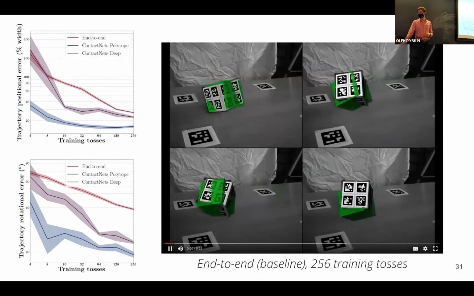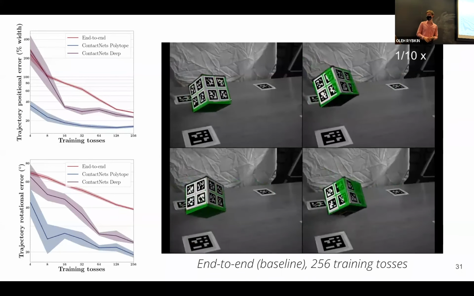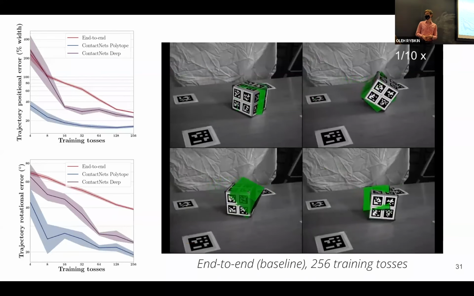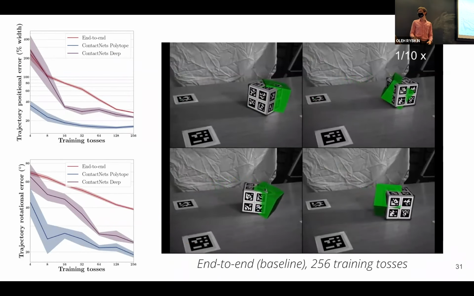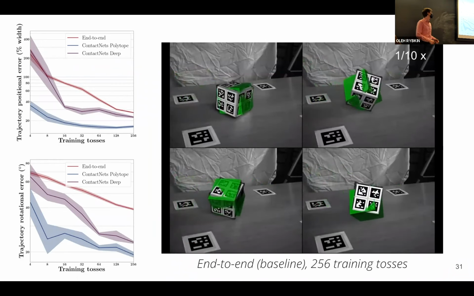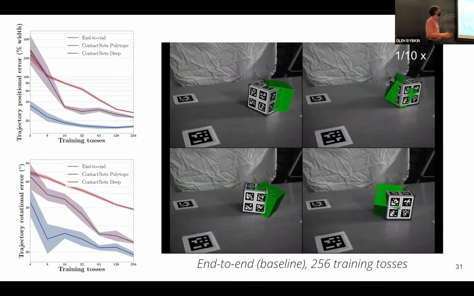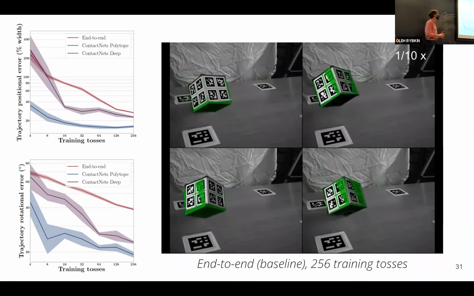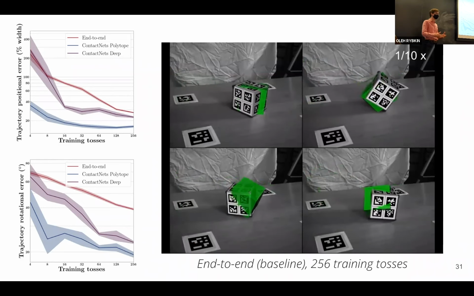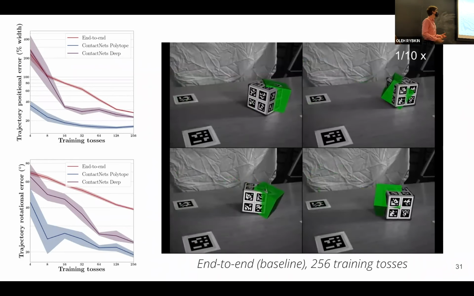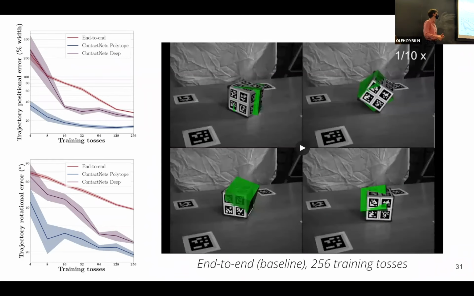So in the baseline case, we're really not able to capture this dice roll behavior qualitatively. Here we can see the real cube with the tags on it, as well as the model predictions from the baseline method in green. And we see that while the bulk motion is correct, and the center of mass of the cube roughly follows the right trajectory, it just looks qualitatively bad. It doesn't come to rest.